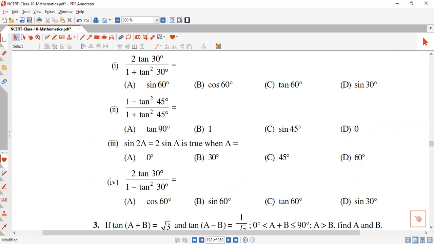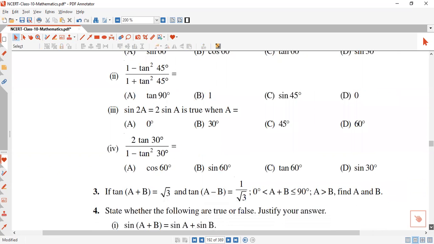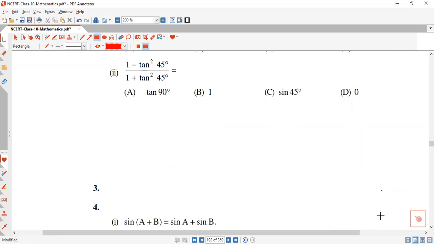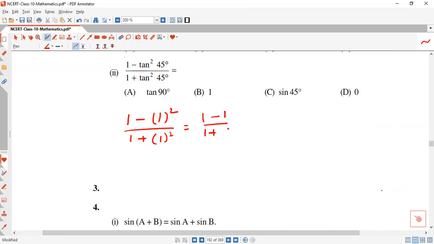Now, second part. 1 minus tan square 45 degree and 1 plus tan square 45 degree. Which one will be the correct answer? Now if we put the value here, tan 45 degree means 1, so 1 minus 1 square. 1 square means 1. 1 minus 1 is 0, upon 2 will be 0. So D is the right answer. The answer comes out 0.